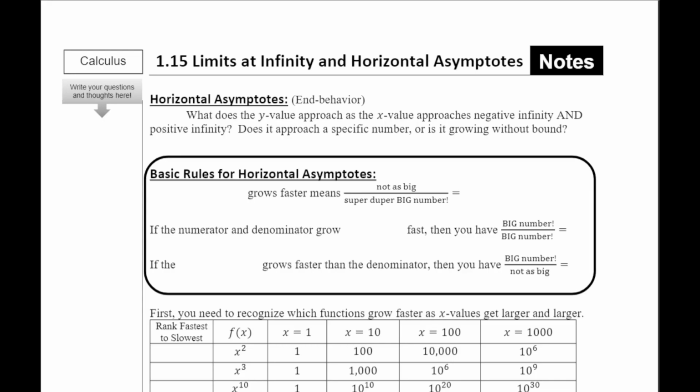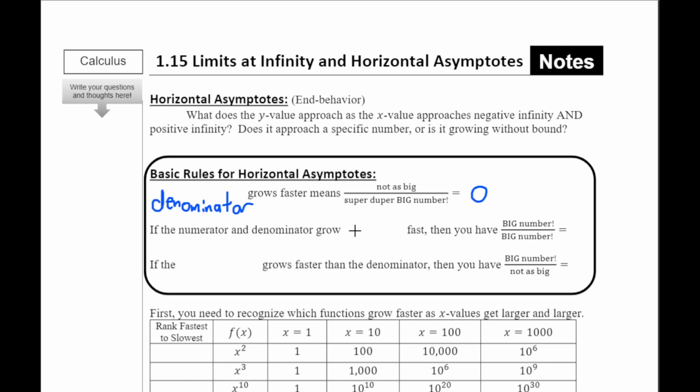1.15 Limits at infinity and horizontal asymptotes. If the denominator grows faster in a fraction, that means you have a small number on the top comparatively and a huge number on the bottom. And when that happens, the limit is going to be 0. Again, the bottom of the fraction grows quicker than the top as x goes to infinity or negative infinity.